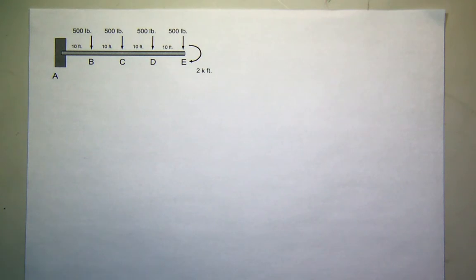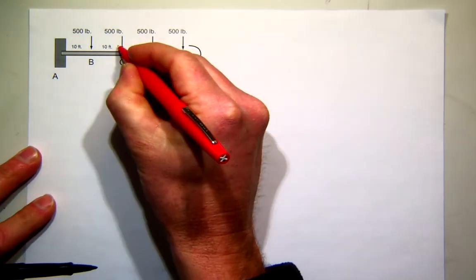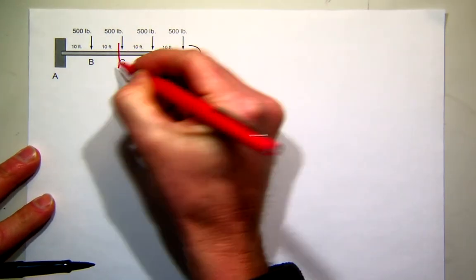All right, here we go. Let's see how this is going to work. So we've already talked about this problem. We're trying to find the shear force and bending moment at point C. So I'm going to start the problem by cutting the structure just to the left of C.